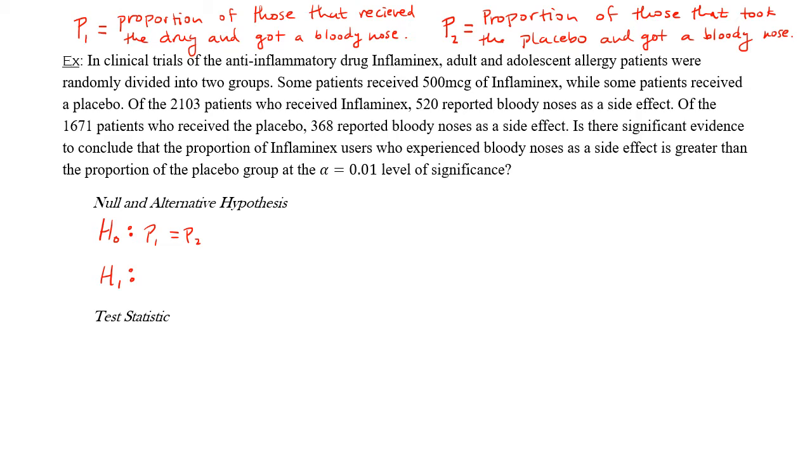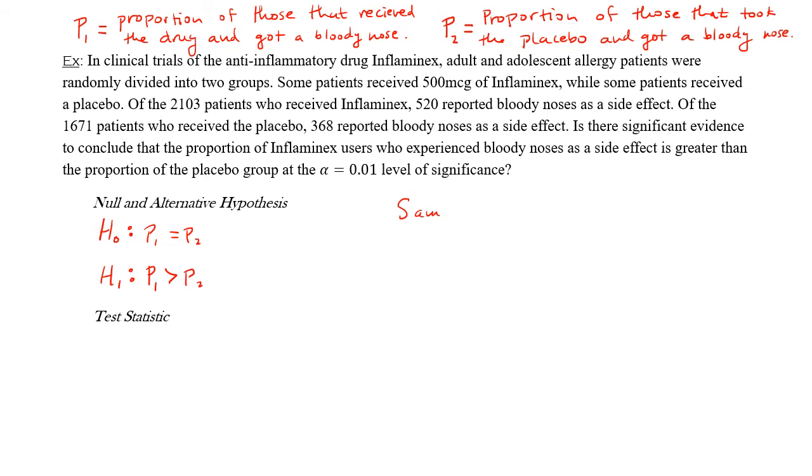Now, in the case when the Inflamanex users were more likely to get a bloody nose, then we would expect P1 to be greater than P2. In other words, we would expect the proportion of those that actually got the drug to have a higher percentage of bloody noses than the group that took a placebo.